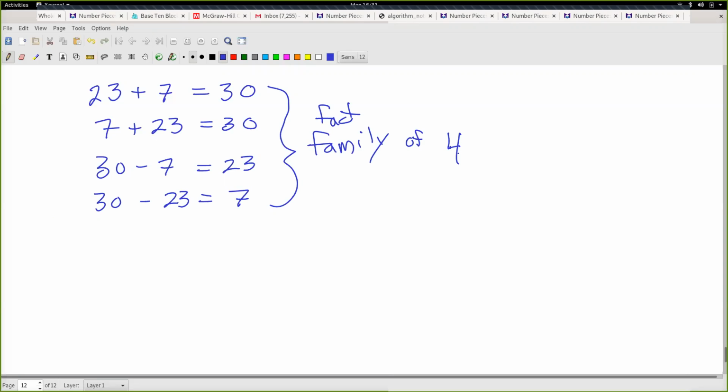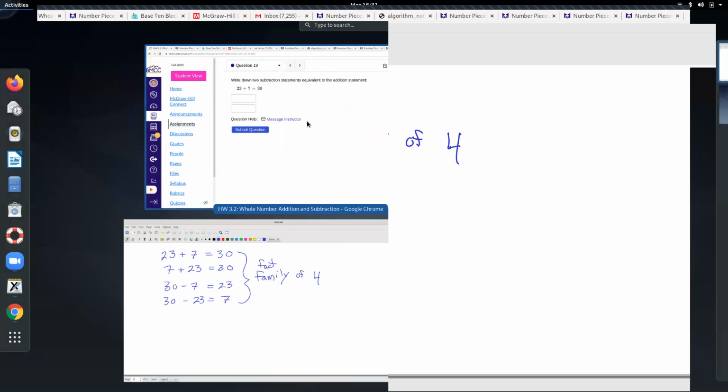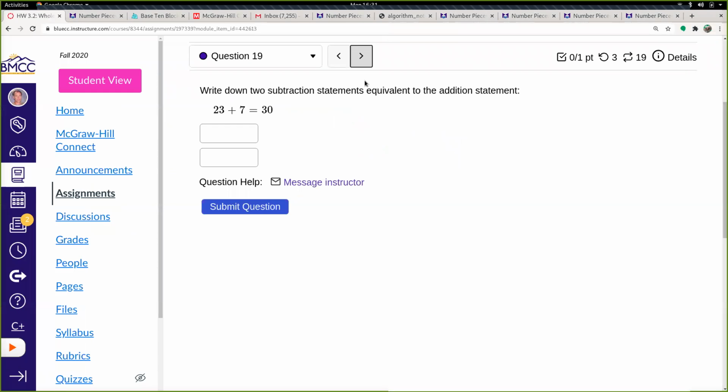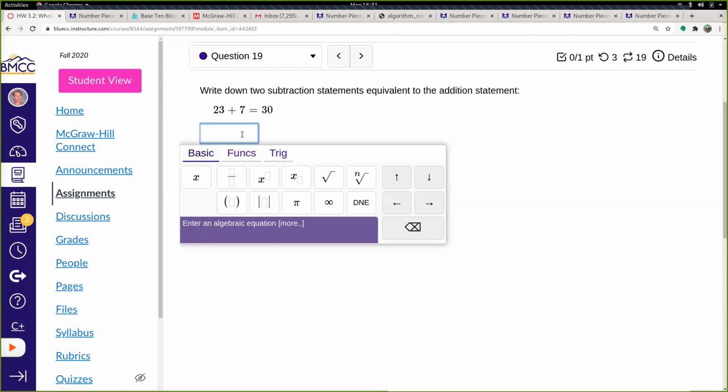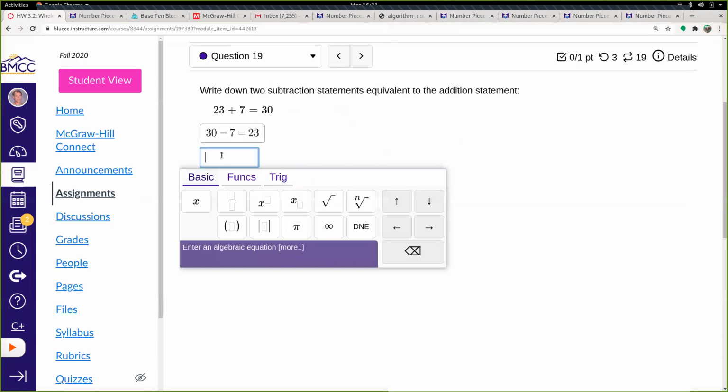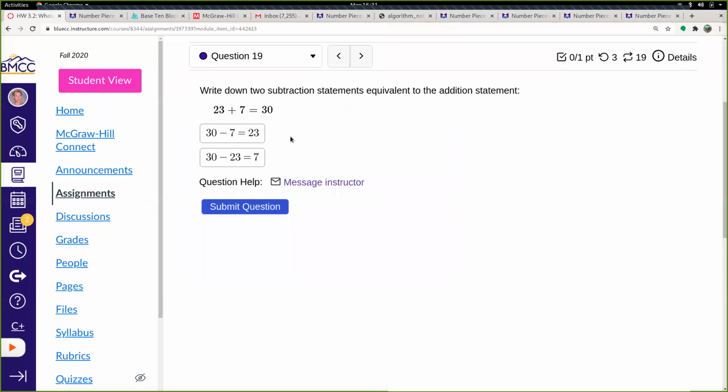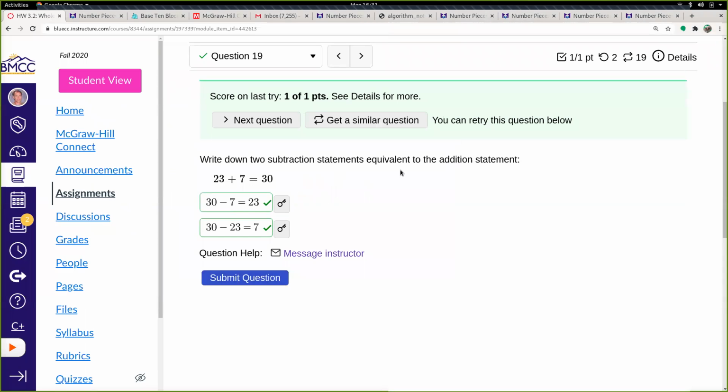For any particular problem. And so in that question, I was just asking you, hey, what are some subtraction facts that mean the same thing as this? So I would enter 30 minus 7 equals 23. And then 30 minus 23 equals 7. And it doesn't matter which order you enter them in. You could have done the 30 minus 23 above, and it should work out okay.